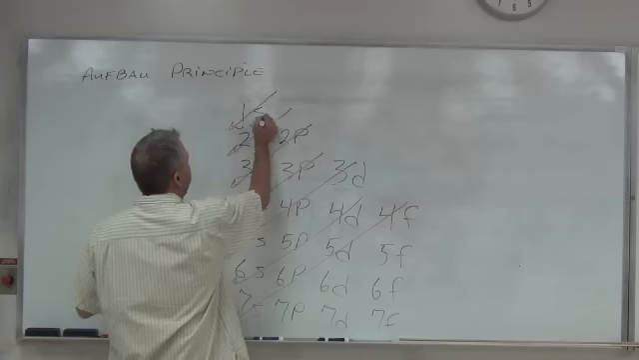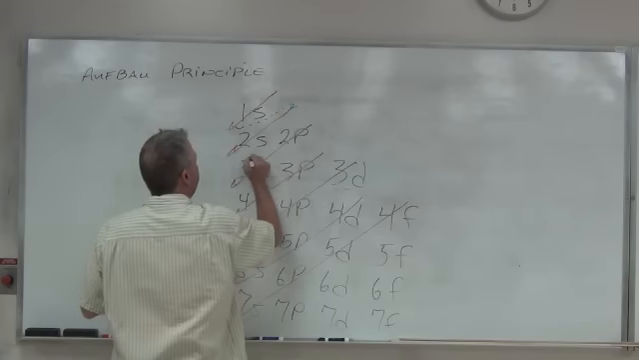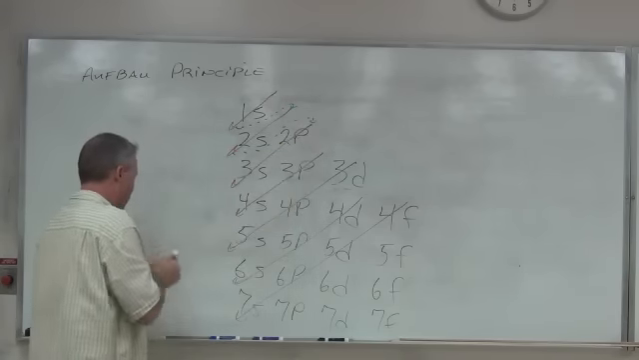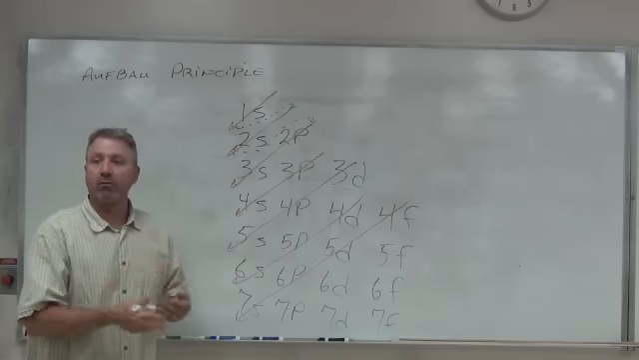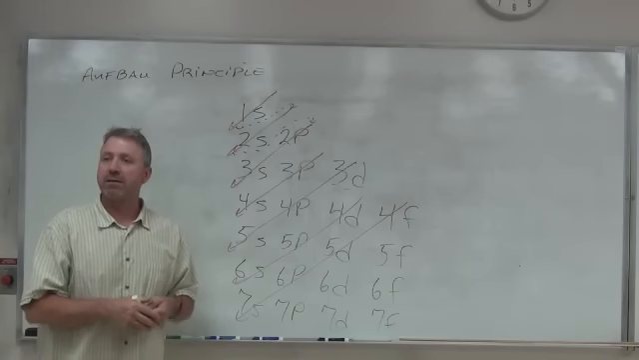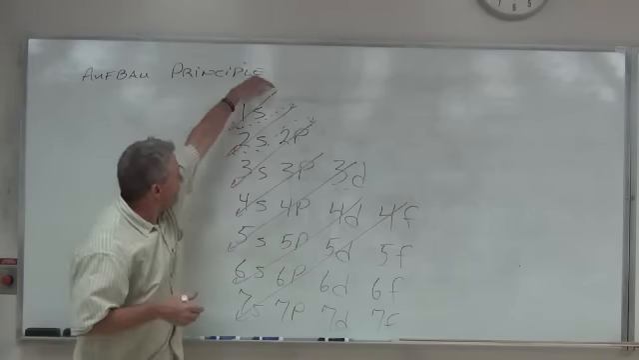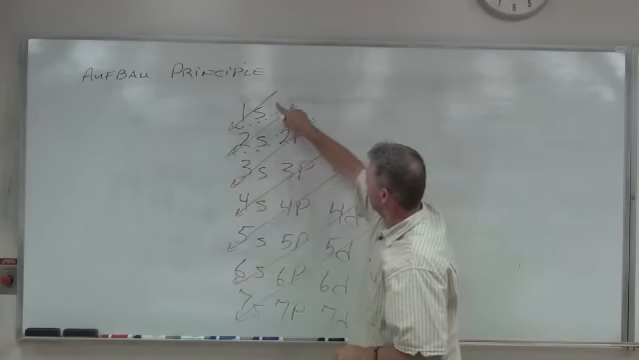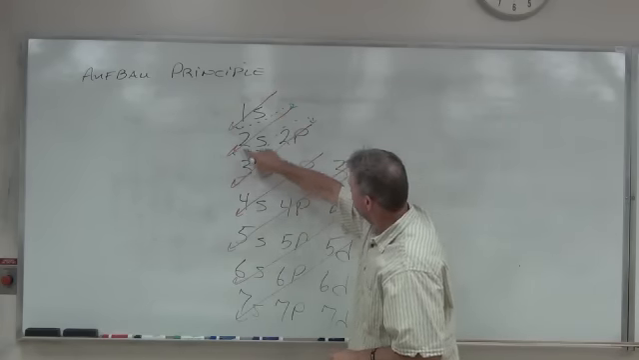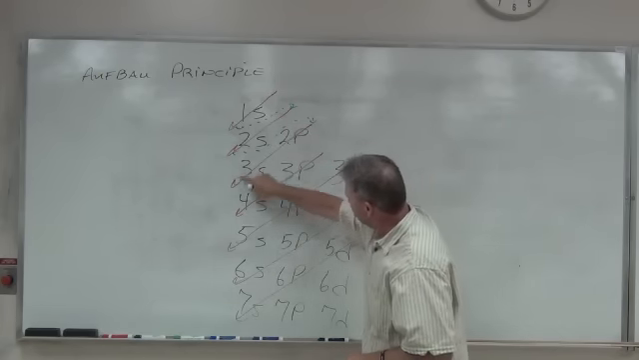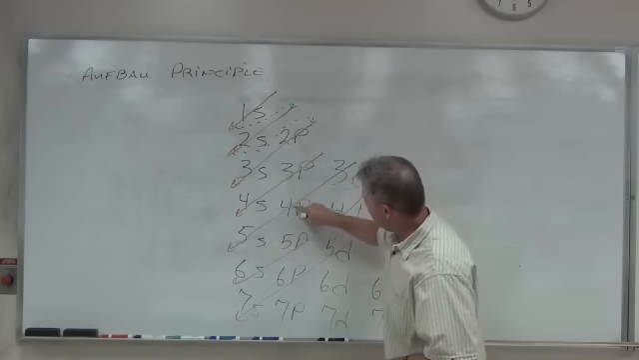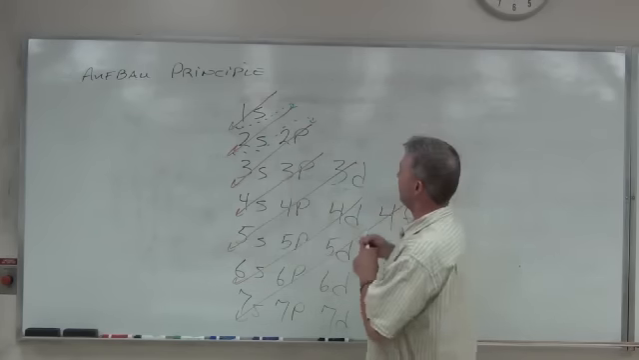Now I'm just going to follow my arrows, and I'm going to write down the sequence that I get. I start in here, 1s. Then I go 2s, 2p, 3s, 3p, 4s, 3d, 4p, 5s. I'm going to write that down.